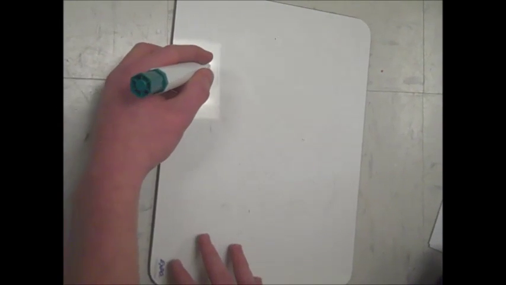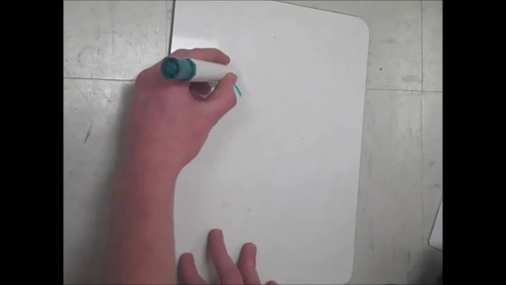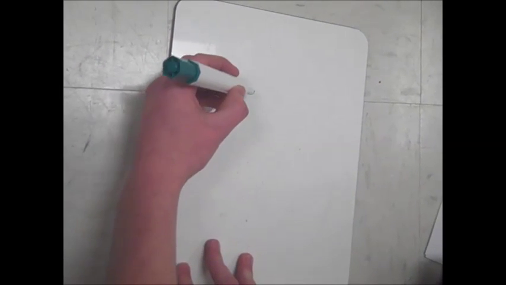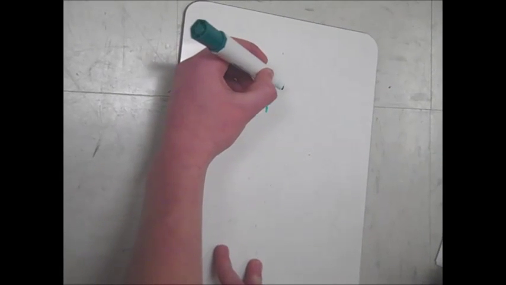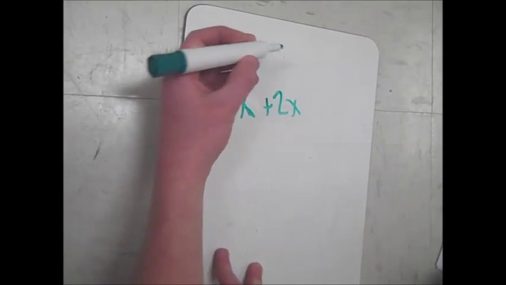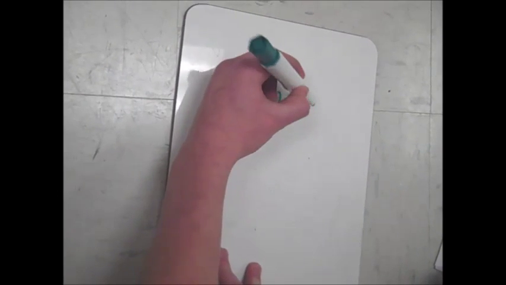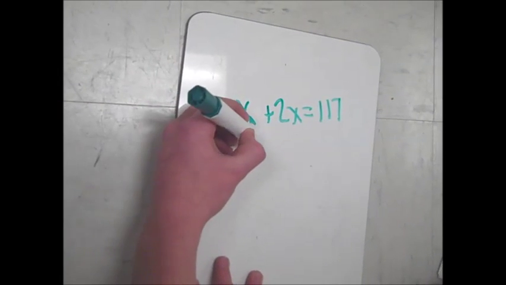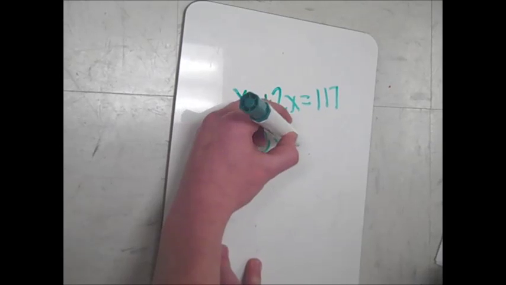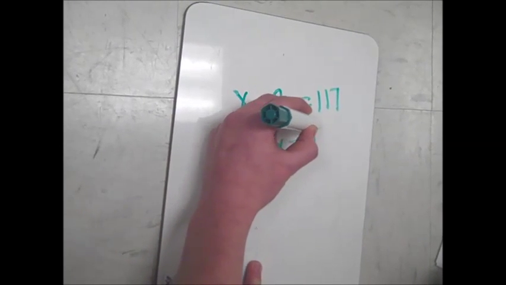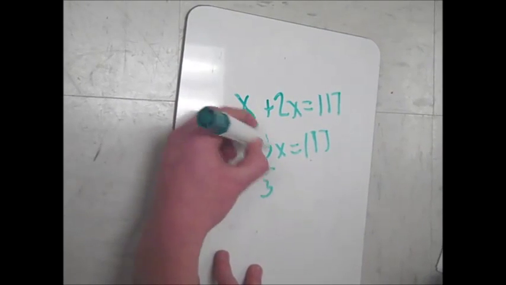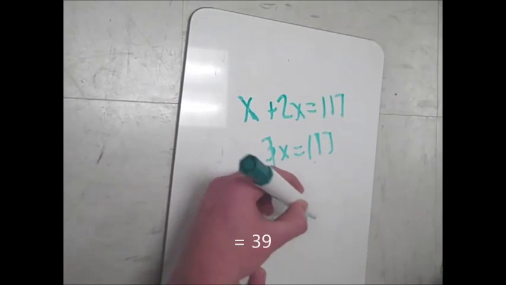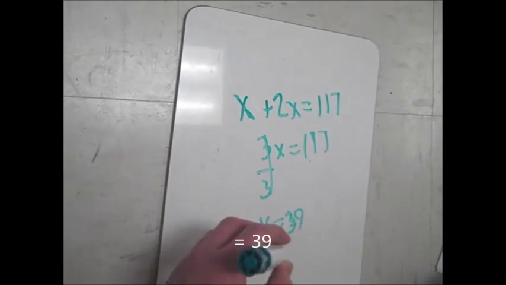We are looking for Adam, but we do not have Adam, so we put x for Adam. It also states that Ben delivers twice as many as Adam, so we can say Ben is two Adams. And together, they deliver 117 newspapers. You add these together, get 3x equals 117, divide it out by 3, and you get x equals 39. That is how many papers Adam delivers.